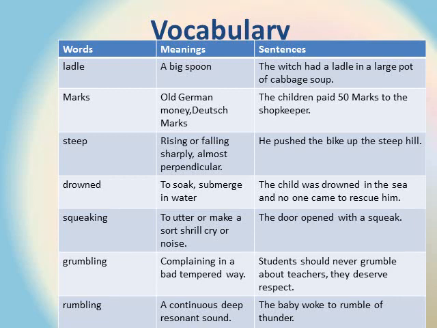Next word is steep. It means rising or falling sharply, almost perpendicular. He pushed the bike up the steep hill. Next word is drowned. It means to soak, submerge in water. The child was drowned in the sea and no one came to rescue him.